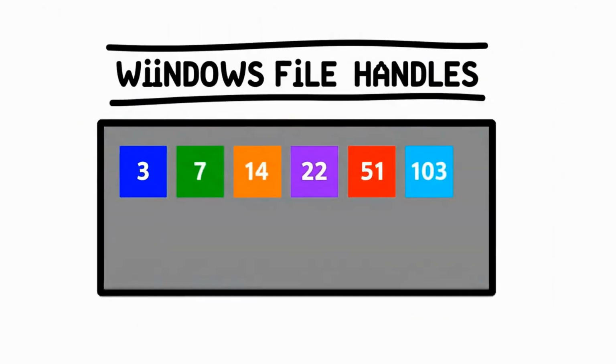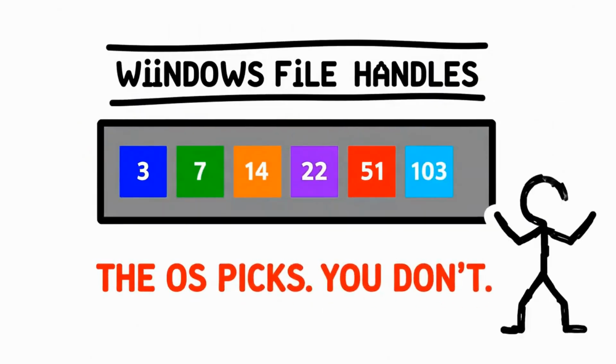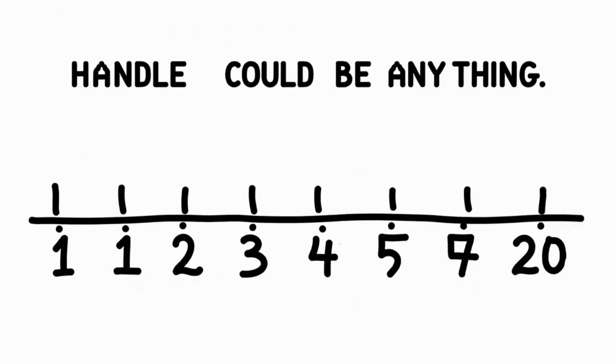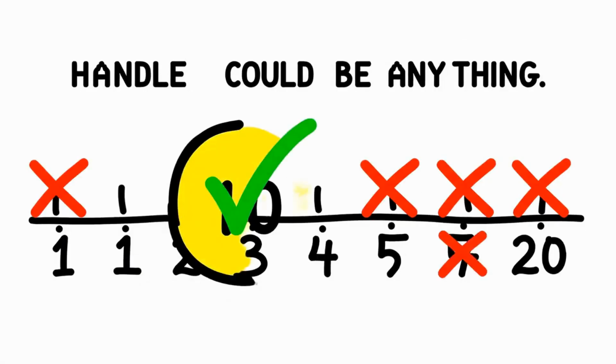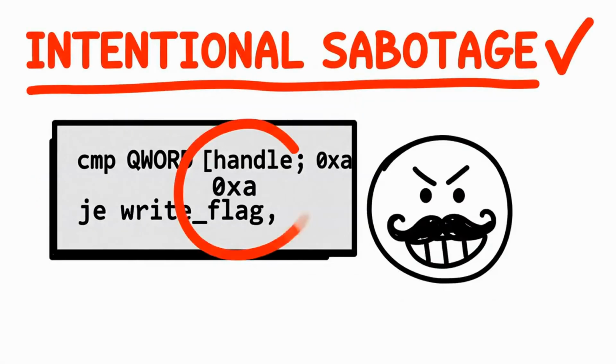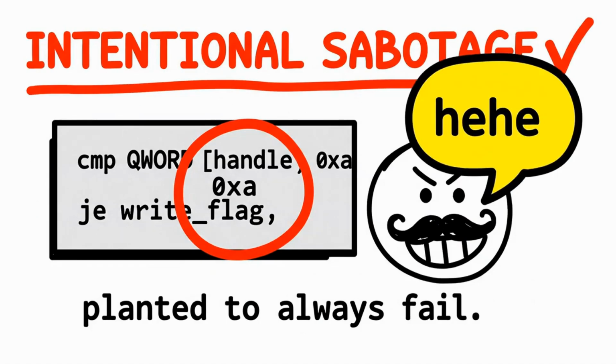Here's the problem. Windows assigns file handles as opaque integers. The OS decides what number to give you. It will almost never be exactly 10. This check is meaningless by design, and it's the messed up thing the challenge description mentioned.